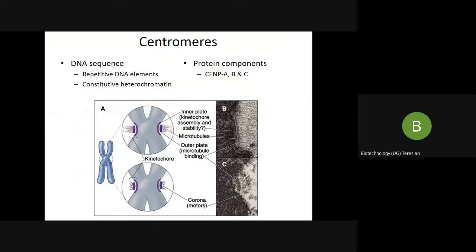So when you look into the electron microscope, what it has revealed is the presence of a plate-like structure which is highly proteinaceous, and it is called the kinetochore. Here you can see this plate-like structure. It is known as the kinetochore, and this is situated at the outer face. The inner plate is here, and outside this inner plate is the kinetochore.